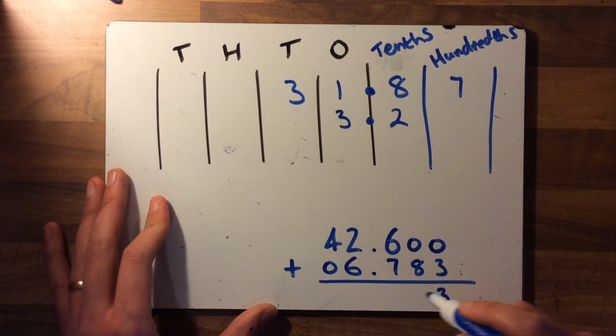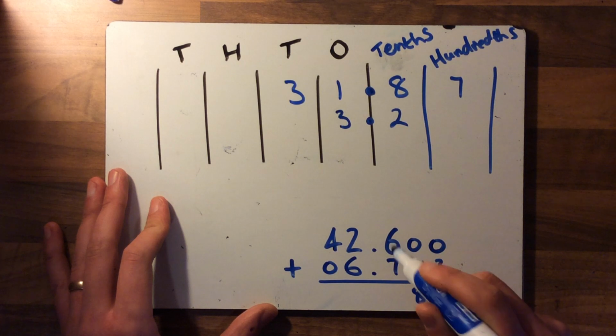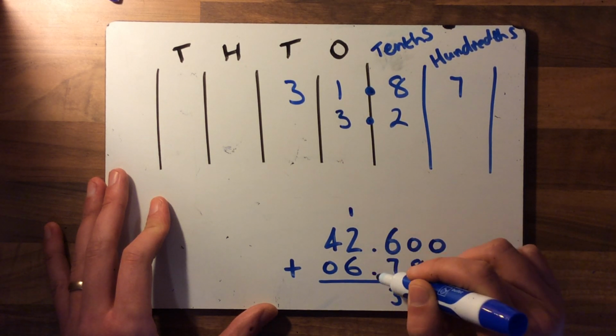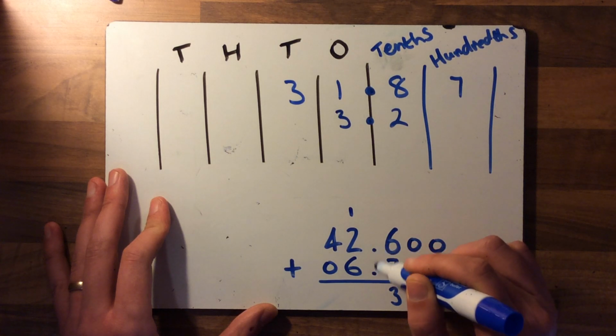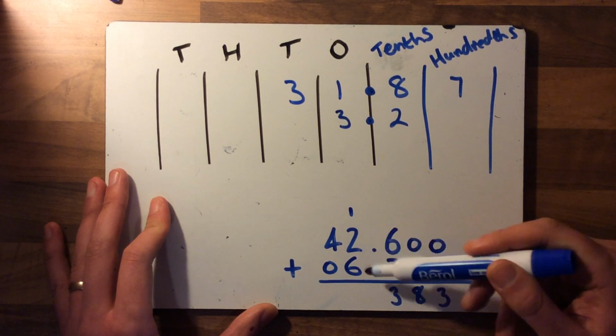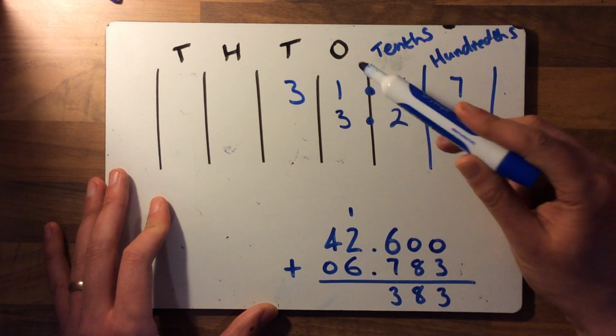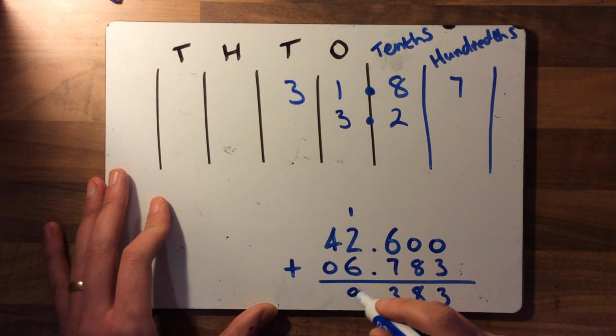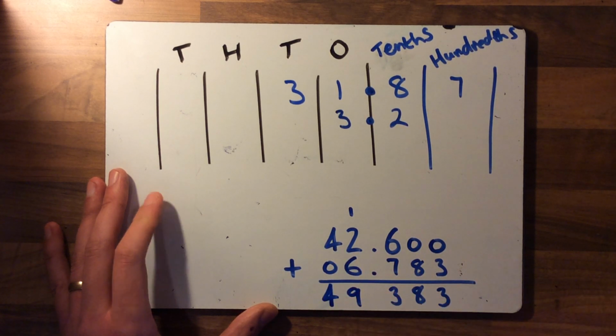So this is 3 and then 8 and 7 and 6 is 13, the 3 goes there, the 1 comes over here. Remember, it doesn't go above the decimal point, it goes over the ones column. The decimal point isn't actually a column in the place value chart, it separates the ones and the tenths. And then 6 add 2 add 1 is 9, and then the 4 goes there.